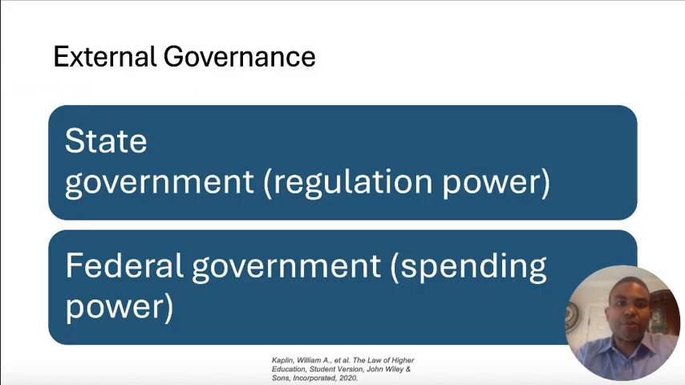In terms of external governance, typically what we look at are the state government and the federal government. The federal government's main power is spending power, in the sense that they've got funds that can be given to higher education institutions, and in order to receive those funds, there are stipulations on those funds.